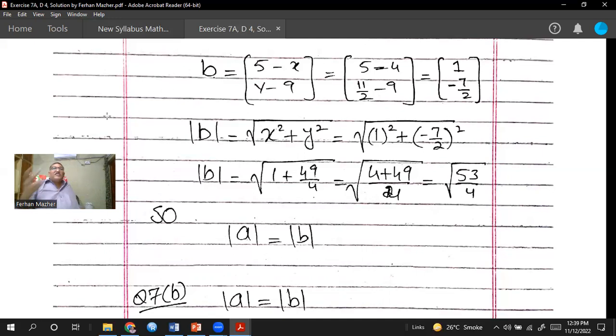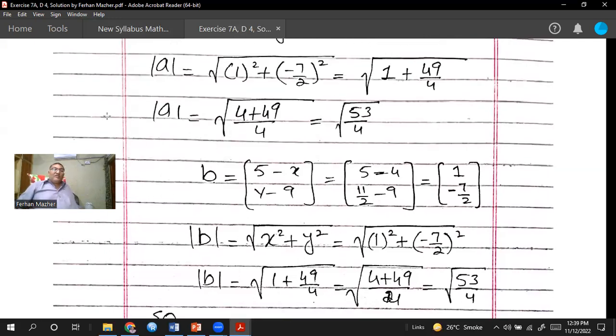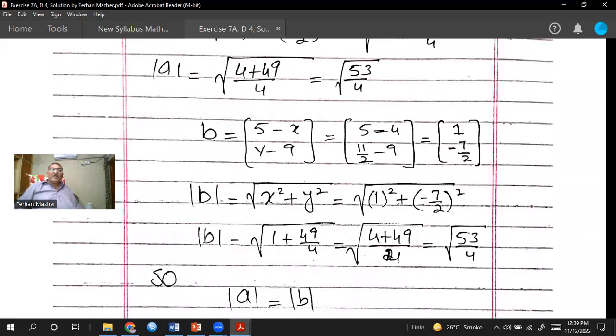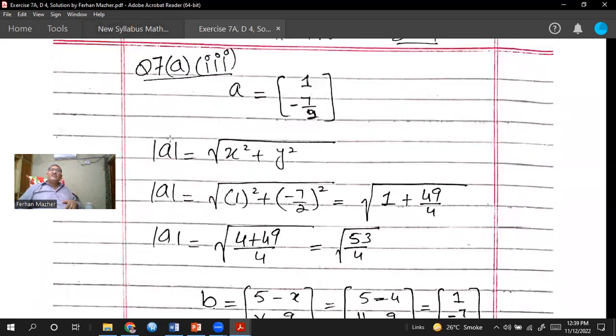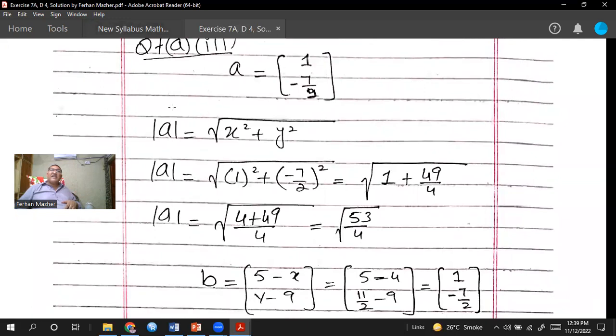So you see the magnitude of A was also the square root of 53 by 4, and the magnitude of B is also the square root of 53 by 4. So it means the magnitude of A and the magnitude of B are both equal to each other. So this is question number 7A, third part.